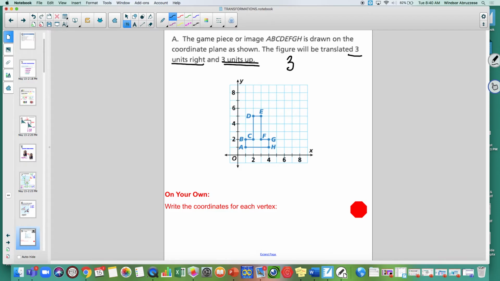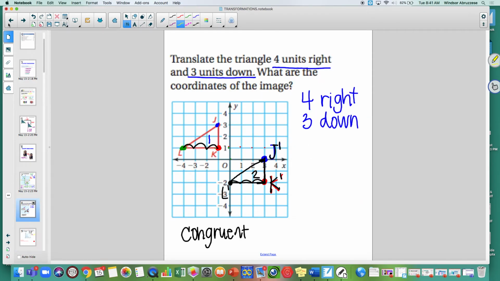So let's do this. 3 to the right and 3 up. When I go to the right, is that positive or negative? Positive. So it's x plus 3. And when I go up, is that positive or negative? Positive. Y plus 3. Oh, I just realized we did not do that on the last one. Let's go back. The rule, to the right 4. Right is positive and down is negative. So it would be x plus 4 and y minus 3 because you're going down on the y-axis.